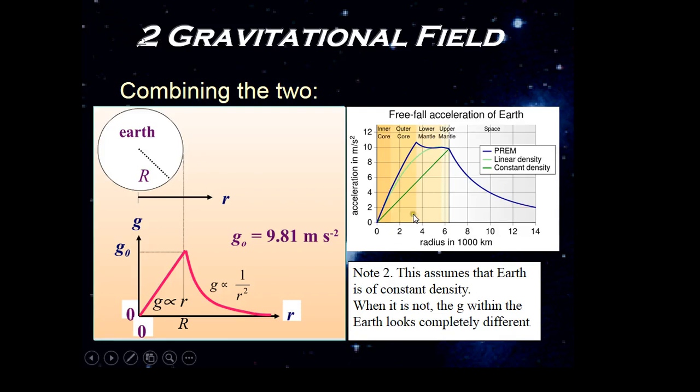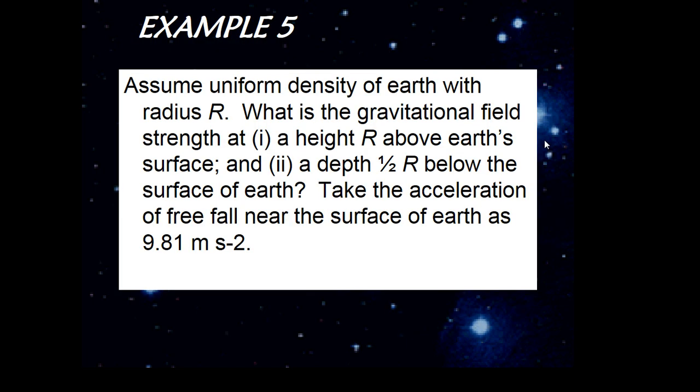However, this makes certain assumptions. It assumes that Earth is of uniform density. In reality, it's not true. It looks a little bit more like the blue line here. But this one you don't need to know, just know that it's an assumption. What assumptions are made to that? Homework, go and read example 5. It's very easy. Once you have the equations, just apply it.